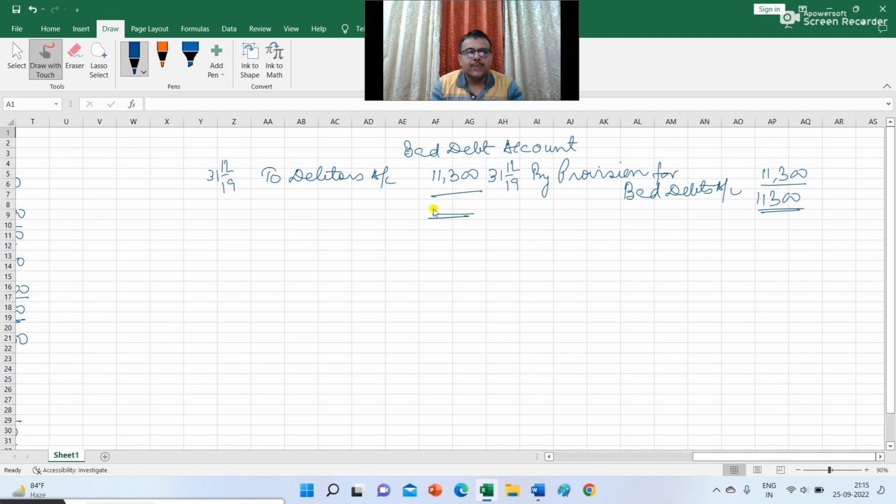So you can see in the provision for bad debt account, this amount was recorded on the debit side as to bad debt. Now on 31st December 2020, again you have to record in bad debt account, to debtors account, 14,600, and the amount will be transferred or adjusted against the provision for bad debt account.